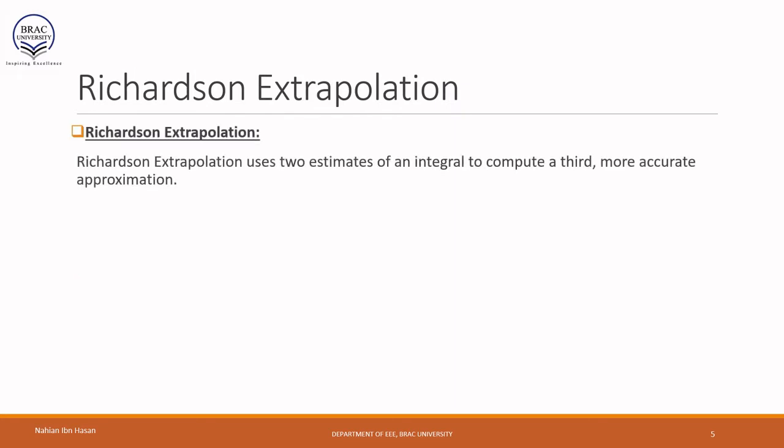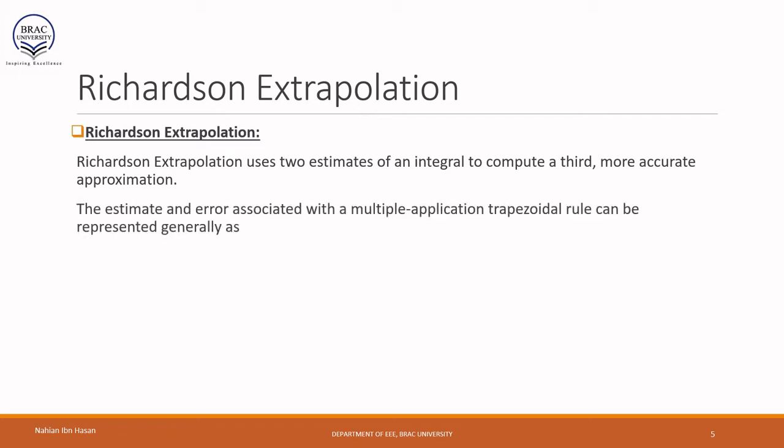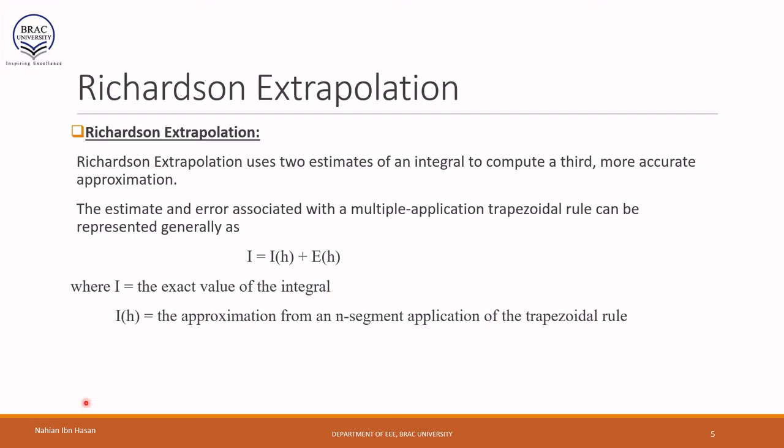Let's first see what Richardson extrapolation is. Let's say we already have two estimates of an integral, so that we can use those two results to compute a third result which is more accurate and more precise. The estimate and the error associated with a multiple application trapezoidal rule can be represented like this: I equals I of h plus E of h. Here I is the exact value of the integral, and I of h is the approximation from an n segment application.